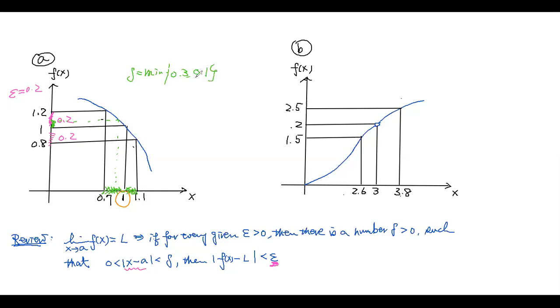So where do you get the 0.3? 0.3 is from here, right? The 0.3 is the difference from here to here, and the 0.1 is the difference from here to here. So I know as long as you are inside this green area, you will find that the difference between the limits will be less than 0.2, right? So in here, the delta is 0.1, or any smaller positive values, right?